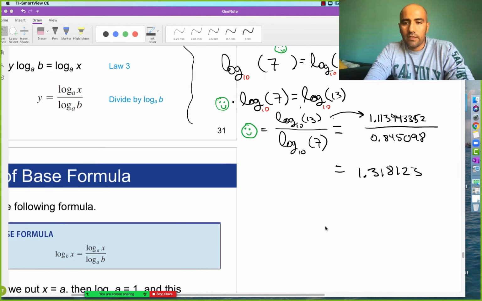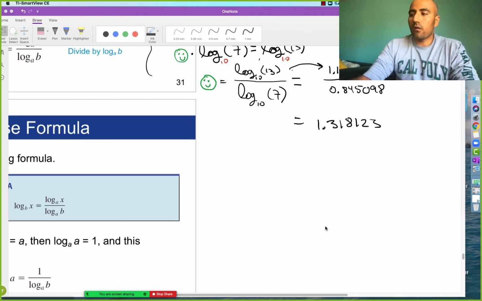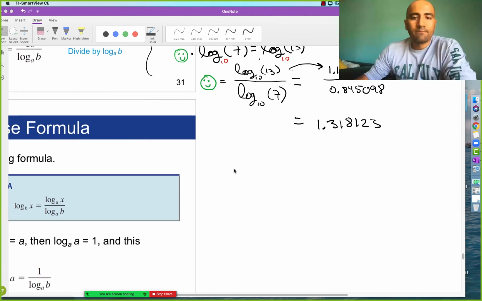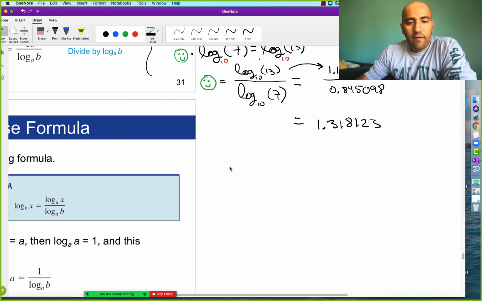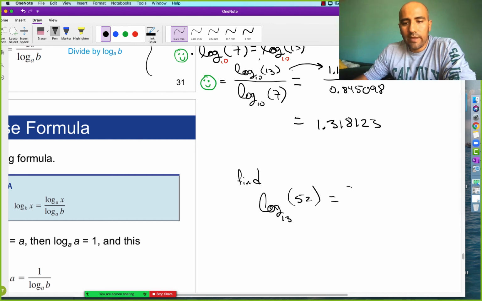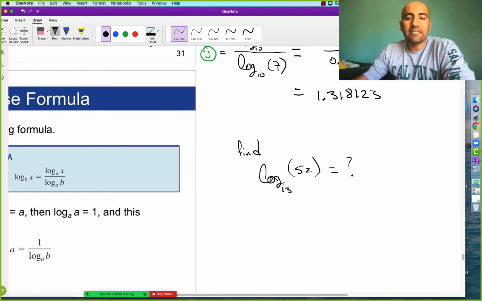Okay, so let's do one more example where we don't do all that work. If the question is, find log base 13 of 52. 13 to what power equals 52? That's what they're asking you to find out. You can go, well, I don't know. My calculator doesn't have an easy button for log base 13.